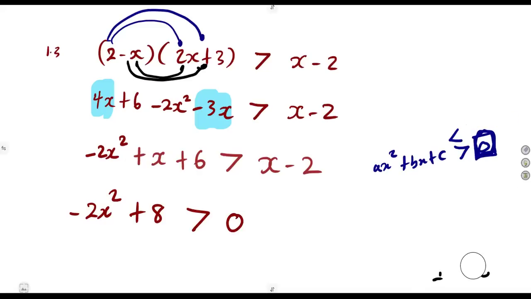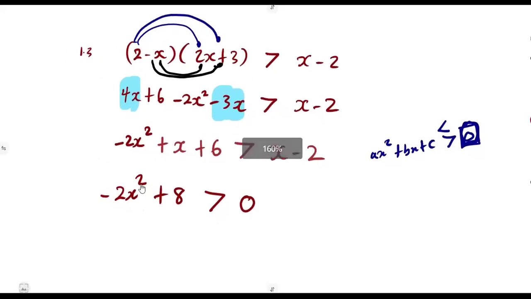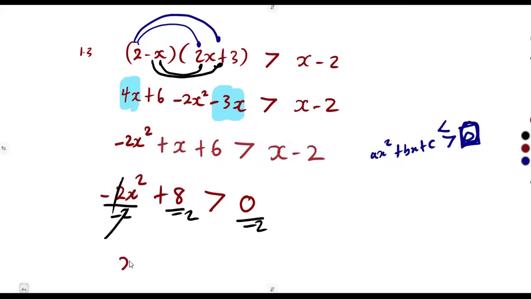So this is where you are. You can solve this, find your critical values as it is, I'm not saying it's wrong. Or you can even make this to be positive. How can we make this positive? Simply divide by negative 2 throughout. So negative, negative cancels and we've got x squared. 8 divided by negative 2, that's a negative 4. This is what we have.